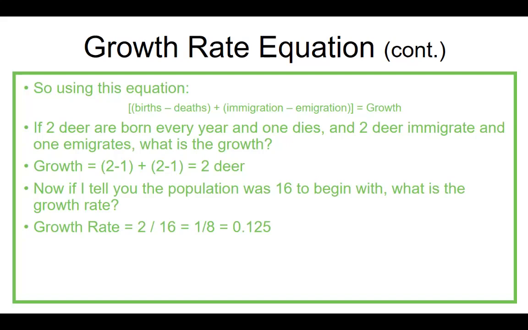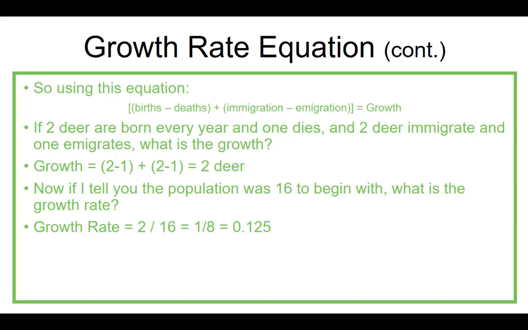Our population is growing by 2 deer every year. Is that good or is that bad? Again, we don't know until we see the starting population. Now, if I were to tell you that the population was 16 to begin with, what's the growth rate? Well, we take 2 divided by 16. That's an eighth, so that's 0.125. The growth of this population is 12.5%. So if you want a percentage, you take the decimal, times it by 100, move it 2 places. 12.5% is the growth rate for this particular population.